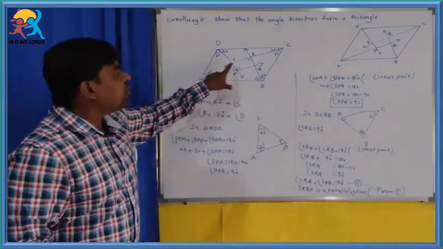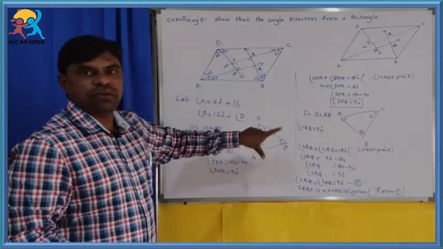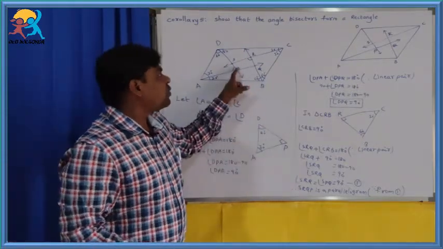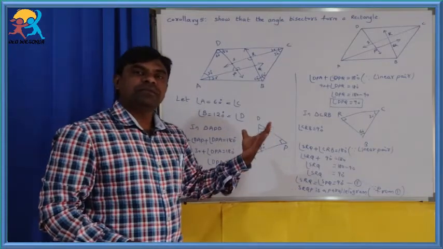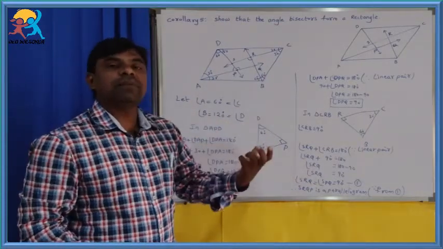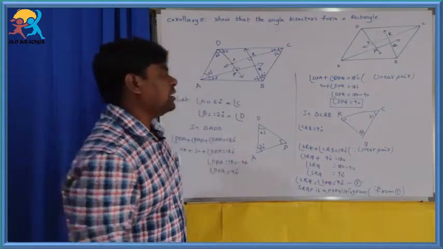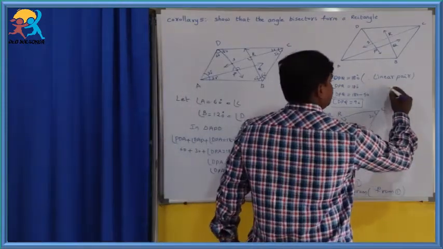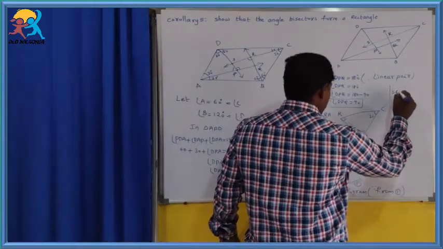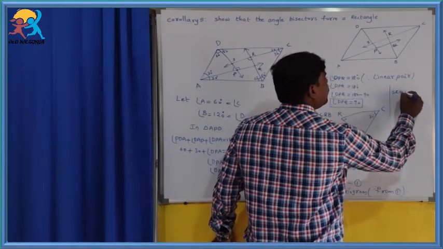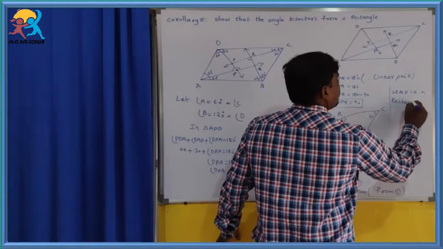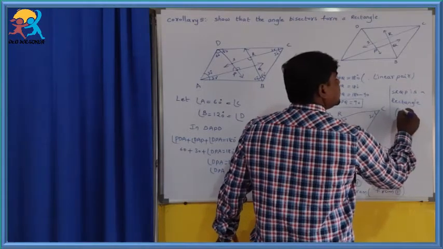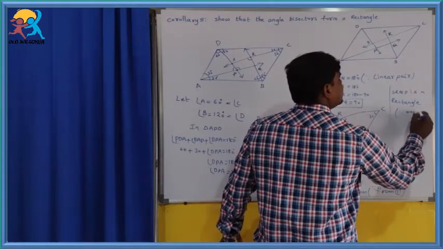Now, we got SRQP is a parallelogram. In this parallelogram, one angle is 90 degrees. So, if in a parallelogram one angle is 90 degrees, then the parallelogram is called a rectangle. Now, we can write that SRQP is a rectangle. Why? Since one angle is 90 degrees, that is enough.